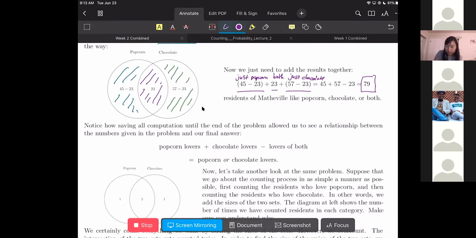But if we save this computation to the end, we see another way to write this: how many people love popcorn, how many people love chocolate, and then we subtract out how many people love both. So that's reflected here. It's equivalent to summing all the popcorn lovers plus all the chocolate lovers minus people who love both. And that gives us the total of popcorn or chocolate lovers.